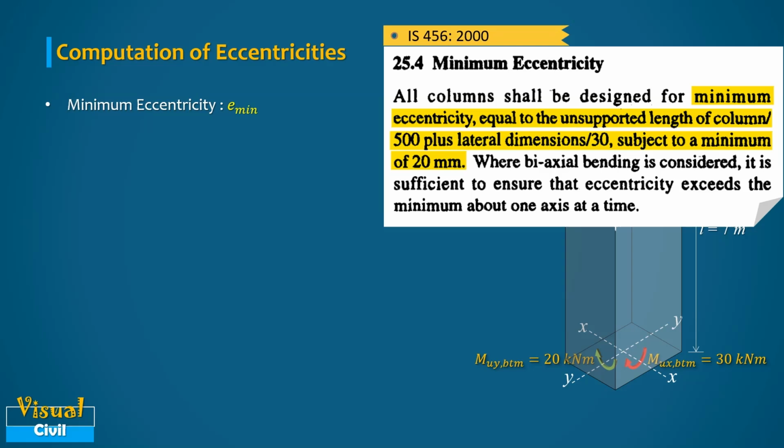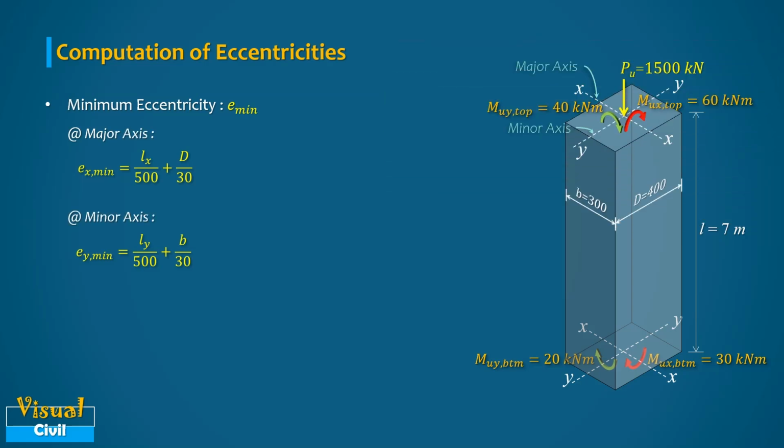So let us calculate the minimum eccentricity denoted as ex min and ey min corresponding to the major and minor axis respectively. After putting all the values and solving, we find that ex min equals 27.33 mm and ey min equals 24 mm.